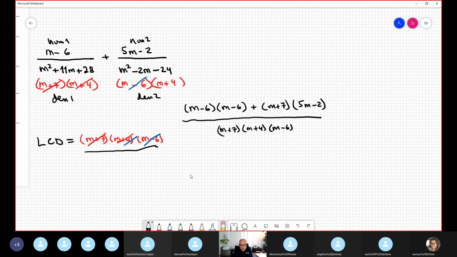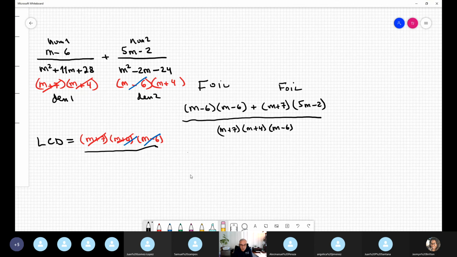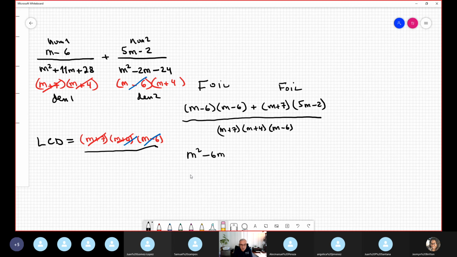The rest is just multiplication, in this case FOIL. You FOIL here, and you FOIL here, because they are binomials, no? M times m is m squared, m times 6 is 6m. This is 6m again, and plus 36. Keep going. Plus 5m squared. This and this is minus 2m. This and this is 35m. And this is negative 14.